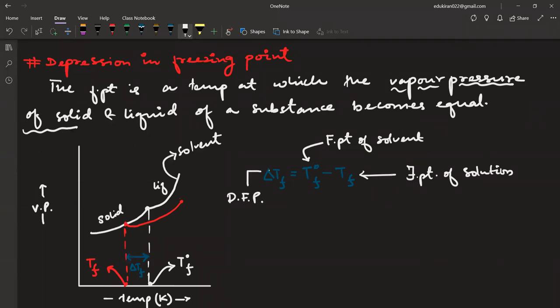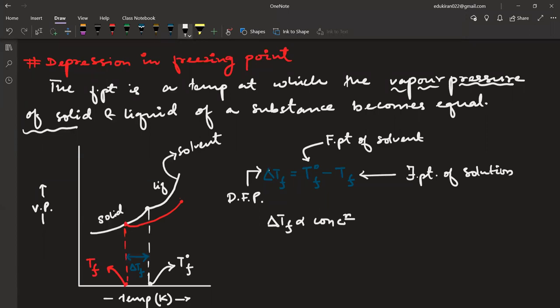Now, if I continue like this, delta TF, that means the depression in freezing point, the lowering in freezing point, will be directly proportional to the concentration of solute that we are adding. If I add more and more solute, the freezing point is getting lower and lower. That means the difference between the solvent and solution's freezing point will increase if I increase the concentration of the solute. Is that right? Yes or no? Please tell me.